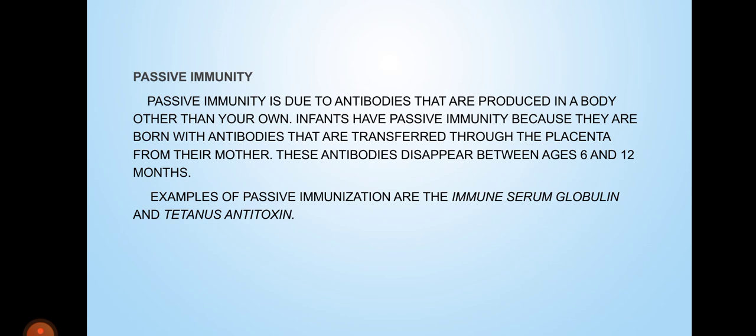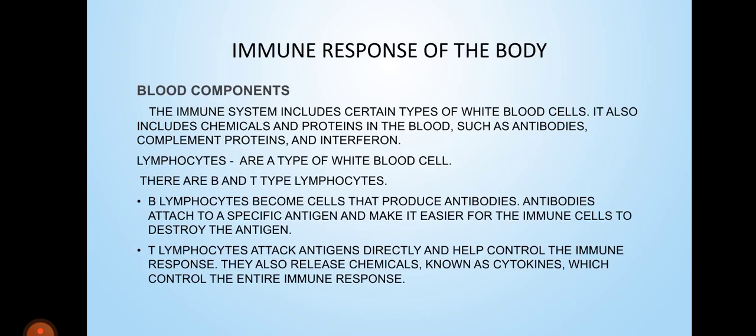Passive immunization may also be due to injection of anti-serum, which contains antibodies that are formed by another person or animal. It provides immediate protection against an antigen, but does not provide long-lasting protection. Immune serum globulin, given for hepatitis exposure, and tetanus antitoxins are examples of passive immunization.